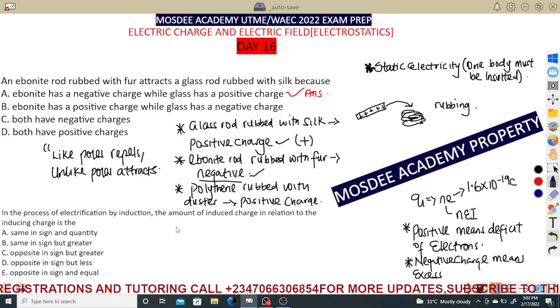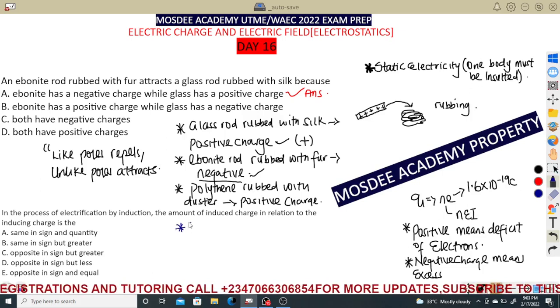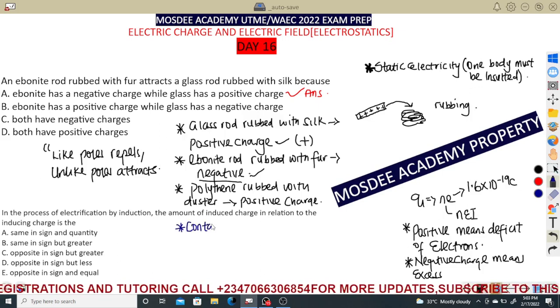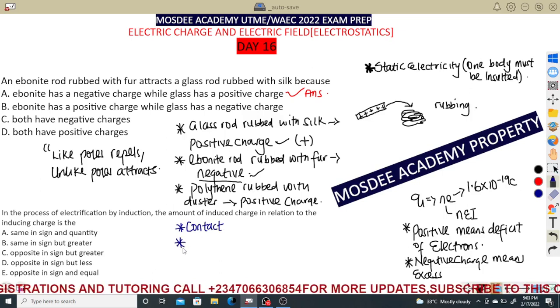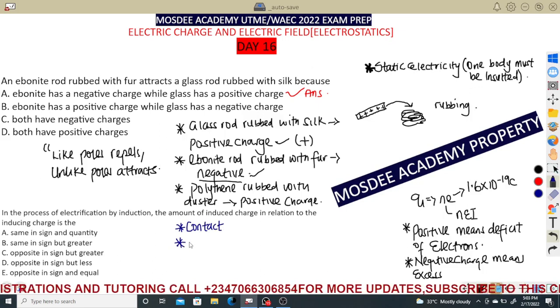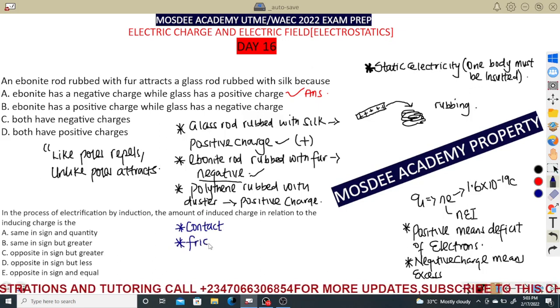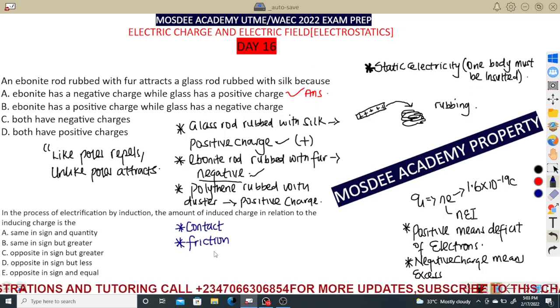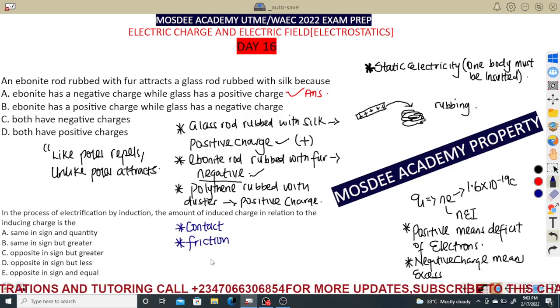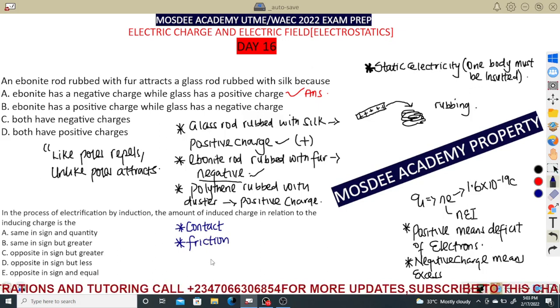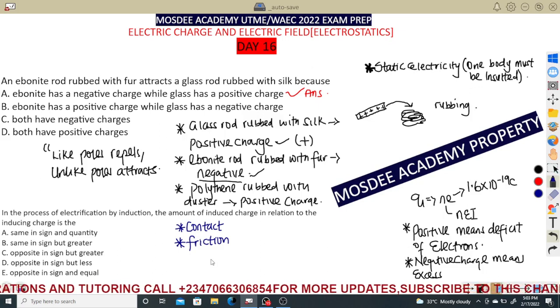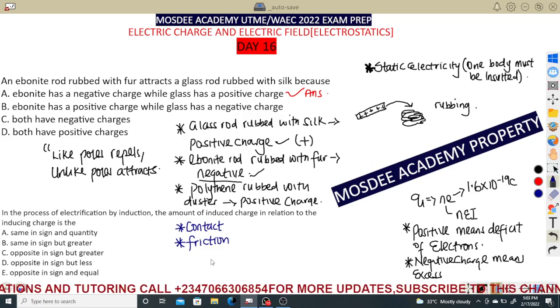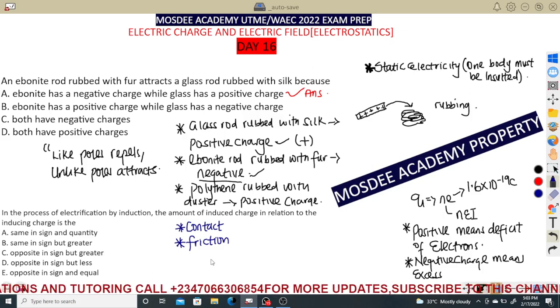Now, when you talk about transfer of charges, like I said, we have the method of contact. That is, a charged body is brought in contact with an uncharged body. Another method we use is the method of friction. That is rubbing. You rub your pen on your head and bring it very close to a piece of paper. It's going to lift that piece of paper because of static charges. Electrostatic. That is the definition.